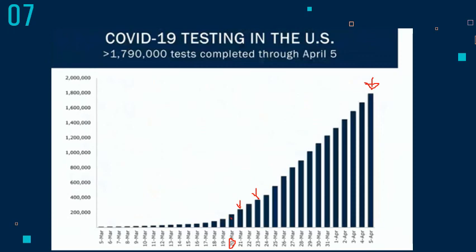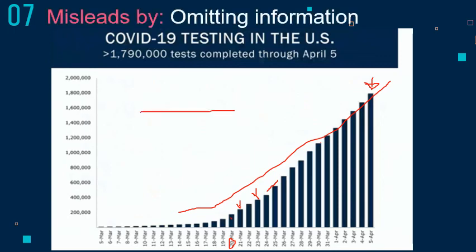Whereas in fact, this is actually cumulative. So it's just adding the previous day as it goes along. So it's actually quite steady. It looks like, whoa, it's really spiked and every day more and more people are getting tested. But really the testing rate is pretty even, pretty flat. So it's misleading by omitting information. It really should say this is cumulative. It's adding each day. And our last one today is looking at some advertisements.